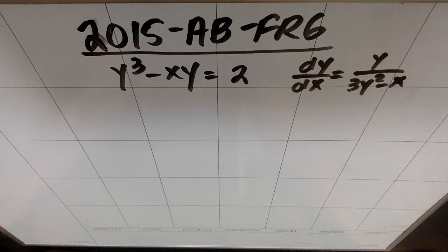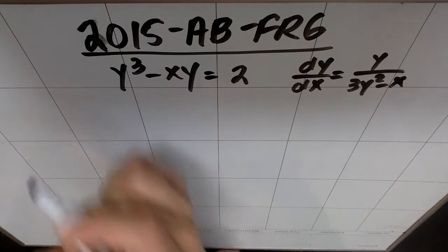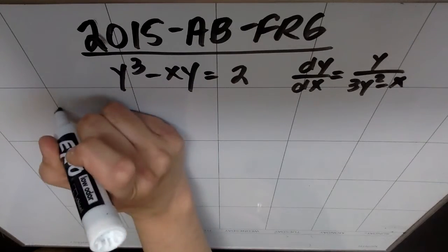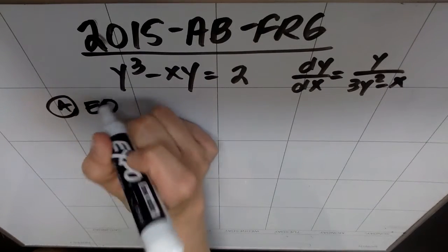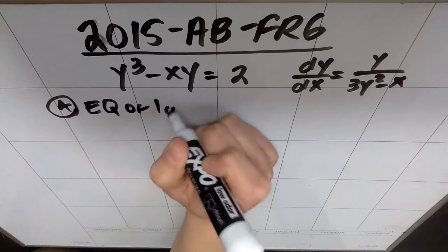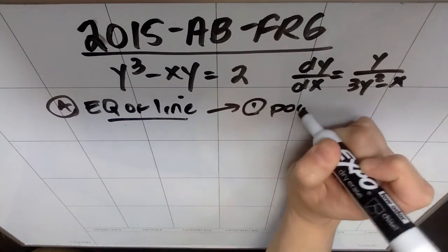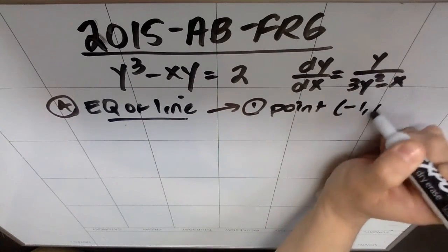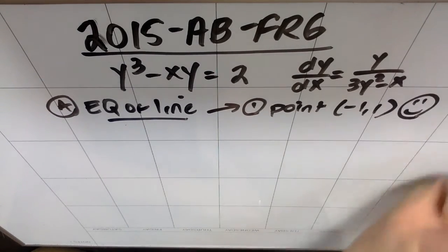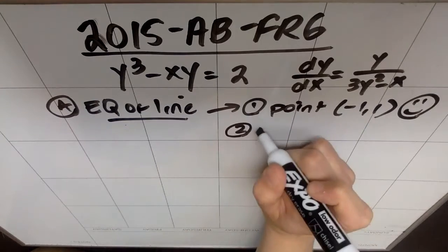Part A, write an equation for the line tangent to the curve at negative 1, 1. Okay, so when we go to do part A, no matter how hard math gets, if you're asked to find the equation of a line, you need exactly two things. One, you need a point. Well, they did you a solid here, and they told you the point was negative 1, 1. So yay, thanks, AP. Two, you need a slope.